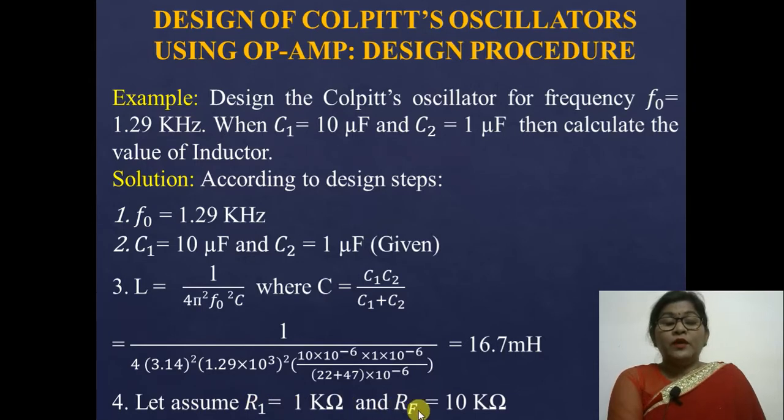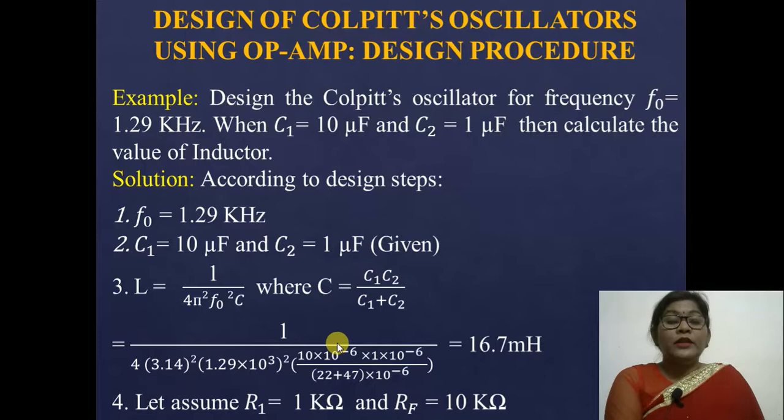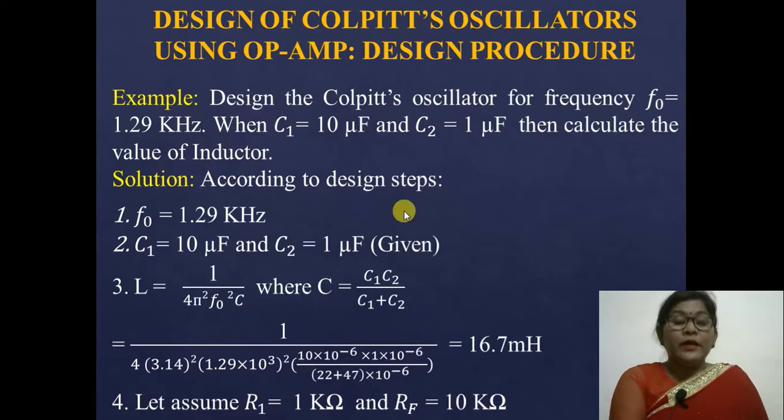Then you can assume the value of R1 and RF. RF is always greater than R1, so here you can choose R1 as 1 kilo ohm and RF as 10 kilo ohm. So this is your design step, and using this example we can design the Colpitts oscillator using NI Multisim software. So now let's construct the circuit using NI Multisim software.